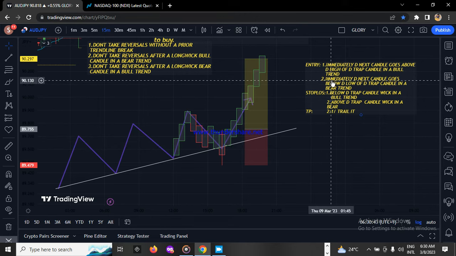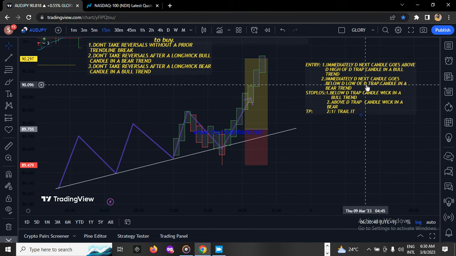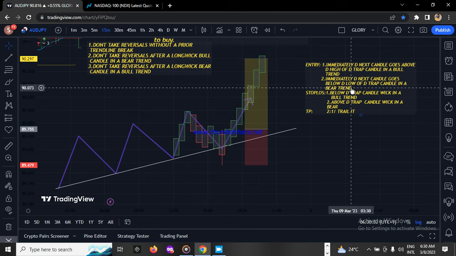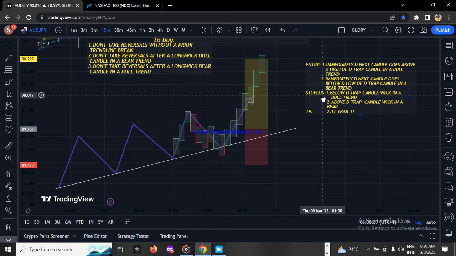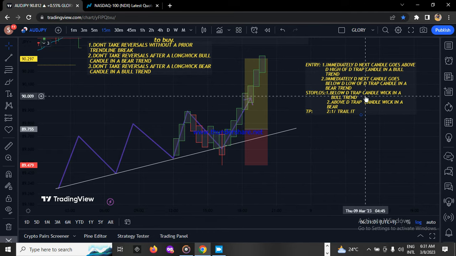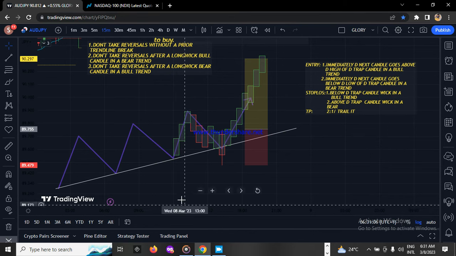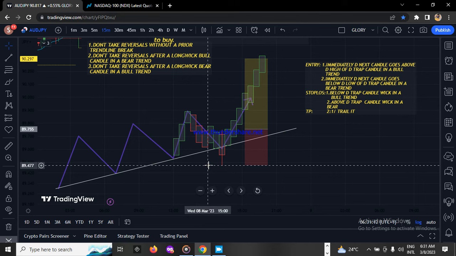Then 2: immediately the next candle goes below the low of the trap candle in a bear trend. Stop loss: below the trap candle wick in a bull trend. This is the trap candle. Your stop loss should be below the wick, which is here.